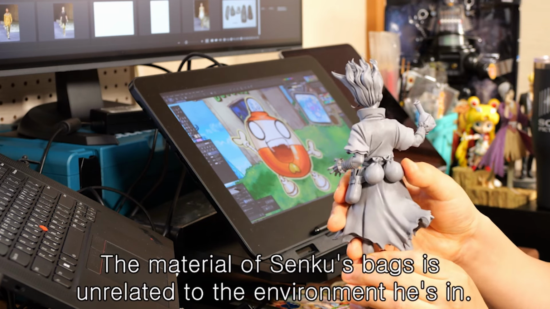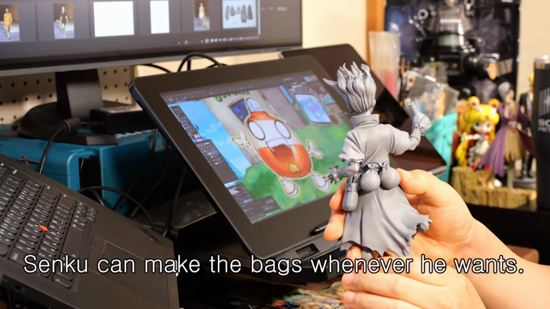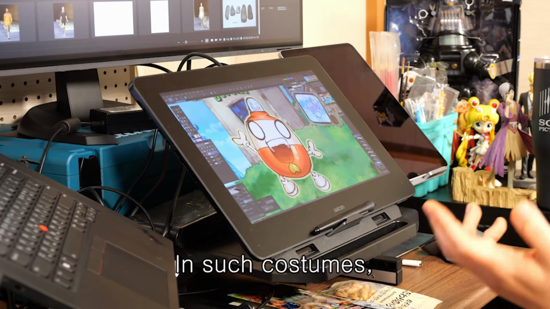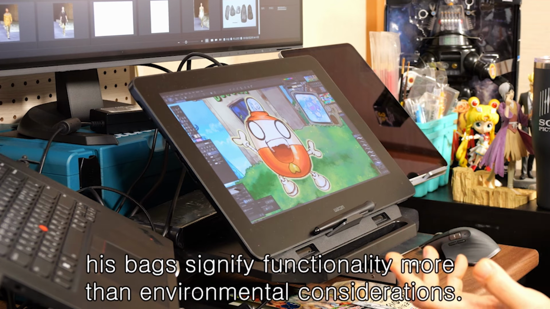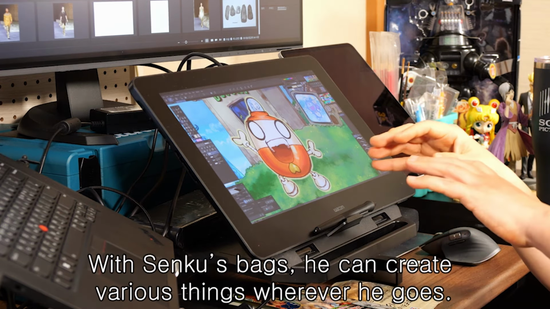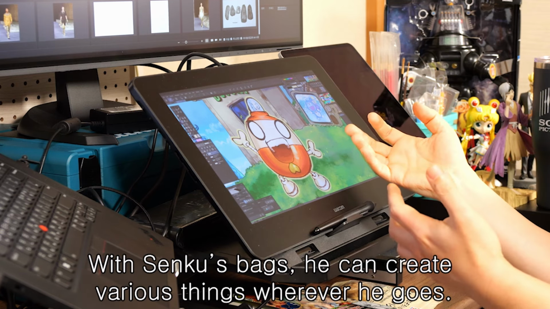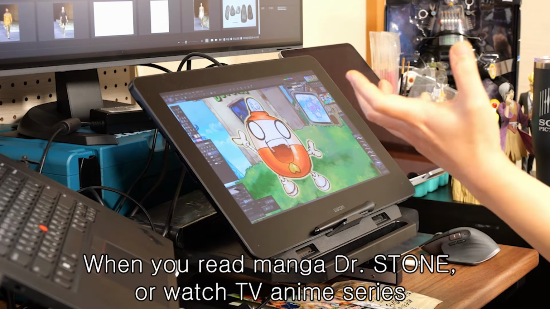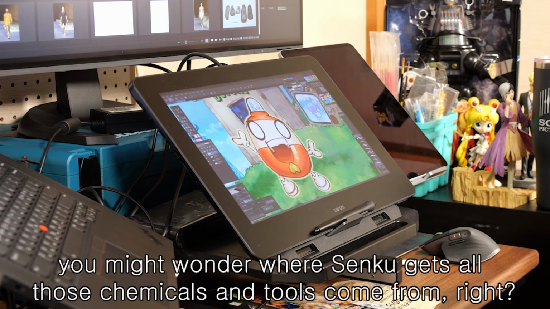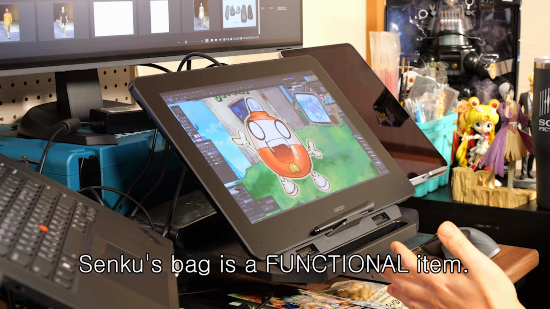The material of Senku's bags is unrelated to the environment he's in. Senku can make the bags whenever he wants. In such costumes, bags signify functionality more than environmental considerations. With Senku's bag, Senku can create various things wherever he goes. When you read the manga Dr. Stone or watch the TV anime series, you might wonder where Senku gets all those chemicals and tools from, right? They're all stored in his bag. Senku's bag is a functional item.